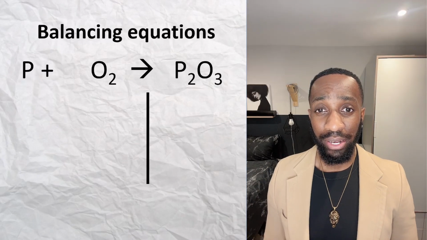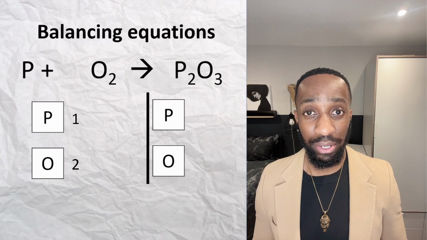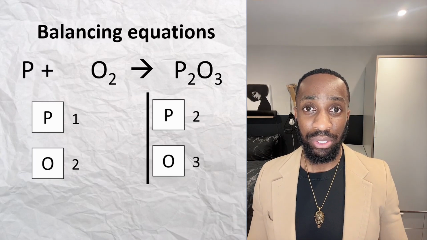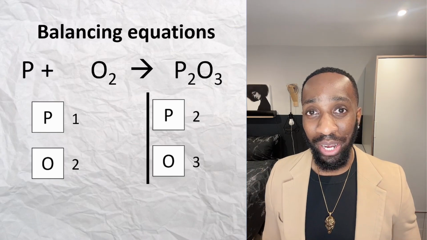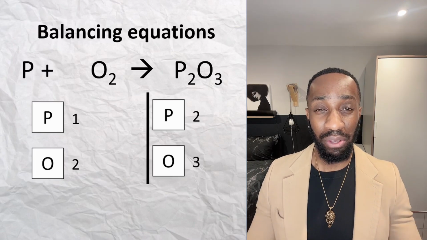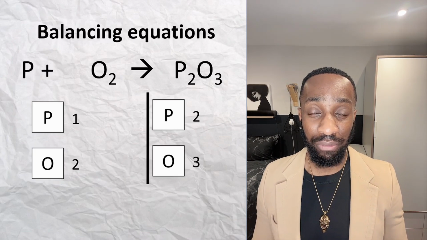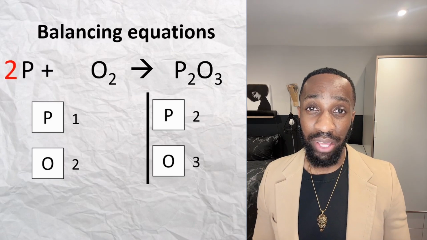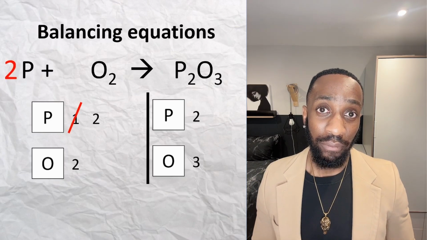On the reactant side, we have 1 phosphorus and 2 oxygens. On the right hand side, the product side, we have 2 phosphorus and 3 oxygen atoms. A good rule of thumb whenever you have oxygen molecules by themselves is to balance the oxygen last, okay? So let's first balance the phosphorus. We need to add a big 2 on the left-hand side, the reactant side. So now we've got 2 phosphorus on the reactant side.